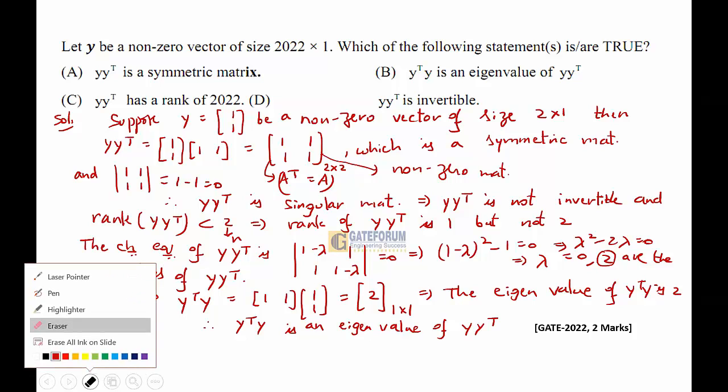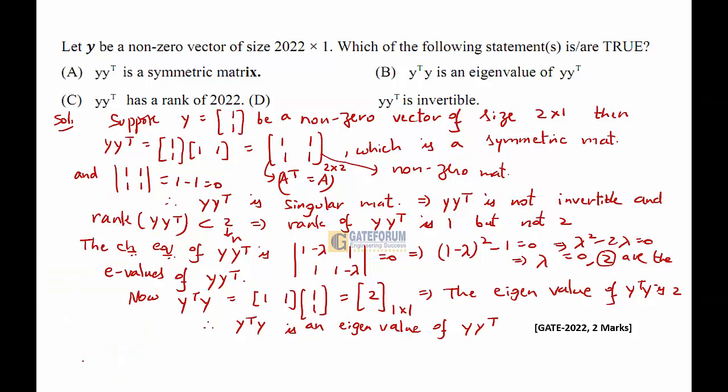If we consider Y a non-zero vector of dimension 2022 cross 1, finally, therefore, A, B are the only true statements. Similarly, the statements A, B are true if Y is a non-zero vector of size 2022 cross 1. Okay, this is the end of the question.